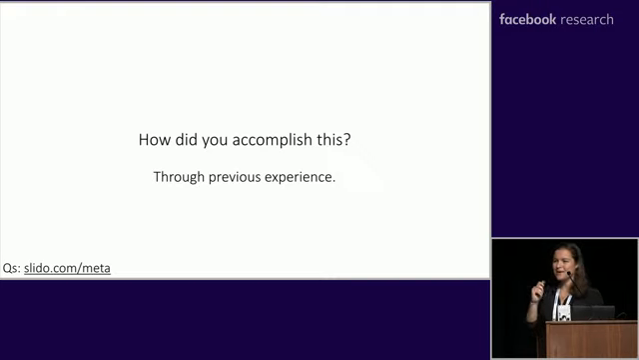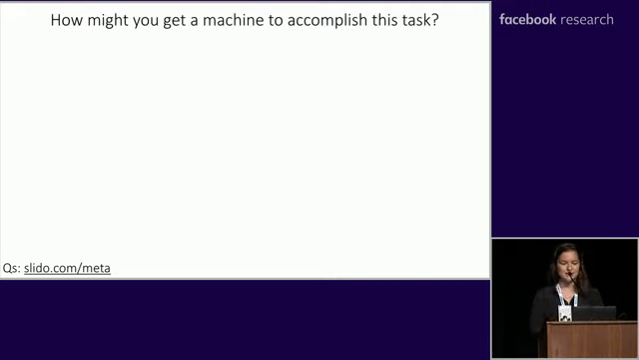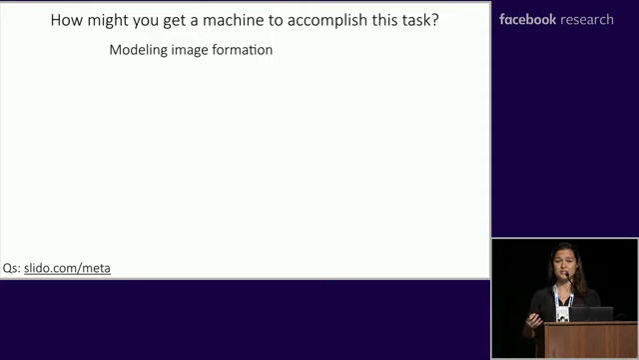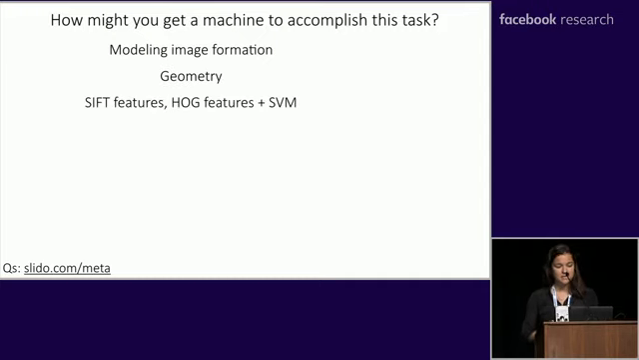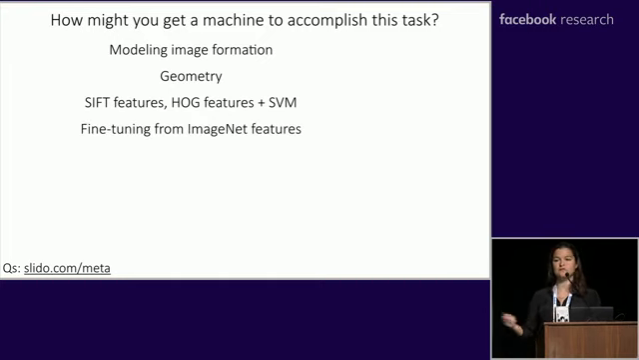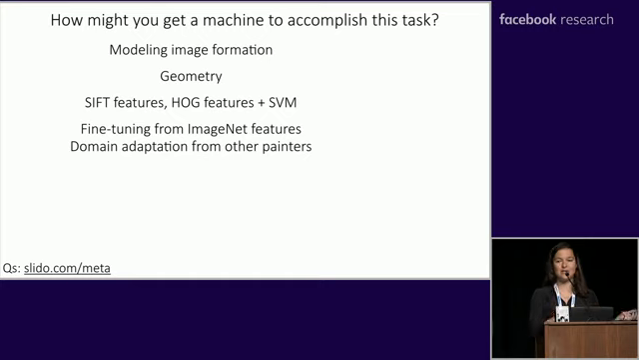OK, so now, how might we get a machine learning system to solve this task? Depending on what era you're in, you would probably answer differently. You might try to model the image formation process. You might try to model the geometry of different objects in the image. If you're using slightly more sophisticated techniques, you might use something like SIFT features or HOG features with a support vector machine. Or more recently, maybe you try to fine-tune from ImageNet features or try to do domain adaptation from other painters, for example. And maybe in the future we'll be doing something even more sophisticated.